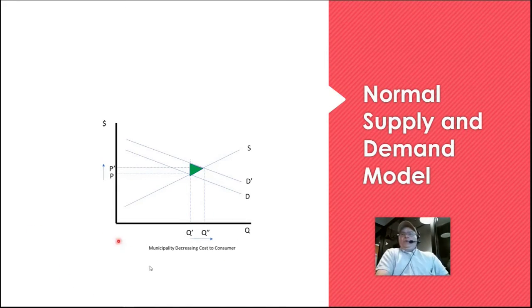All right, so here we're going to take a look at it from a different point of view. We're going to again look at it from the municipality decreasing the cost to the consumer. Okay, so once again, we have our regular supply line. We have our downsloping demand line. At Q1 is where the margin is. That's the intersection. So the quantity is Q1.